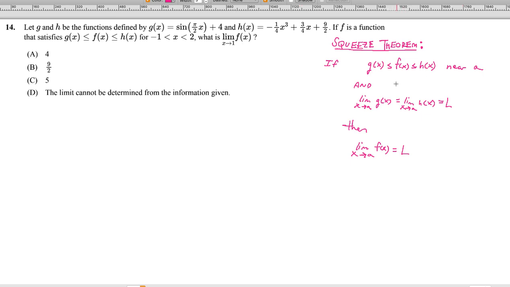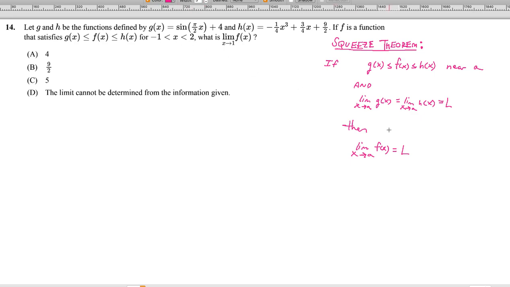What we need to use is the squeeze theorem. It basically says that if f of x is some function between g of x and h of x near some value a, and what we have here is that f of x is between these two functions for x between -1 and 2.